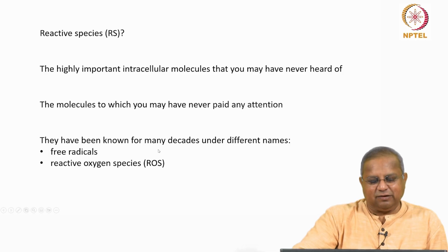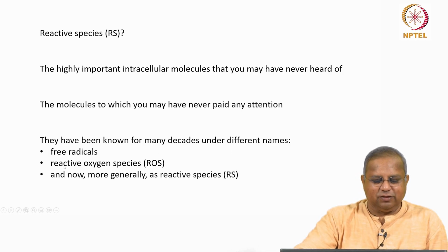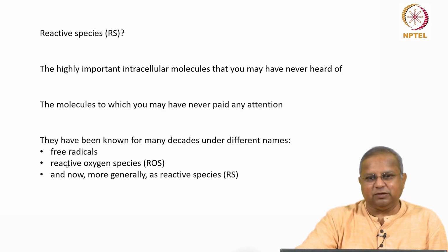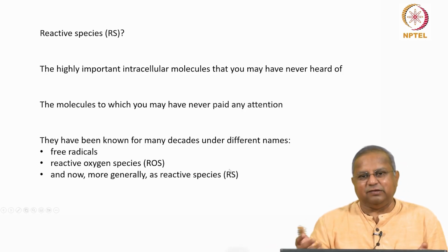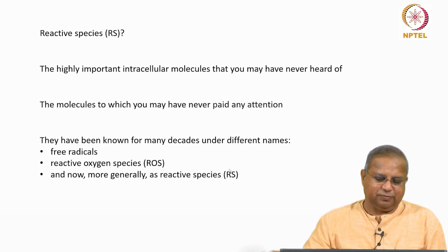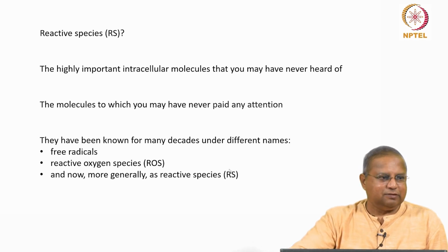Then they realized that it is not really representative, and therefore, from at least 2015 onwards, when the book was published, that is a Bible, so we follow that, Halliwell and Gutteridge, they called it reactive species, and we will talk more about reactive species. This is a general term. Okay. Any questions?